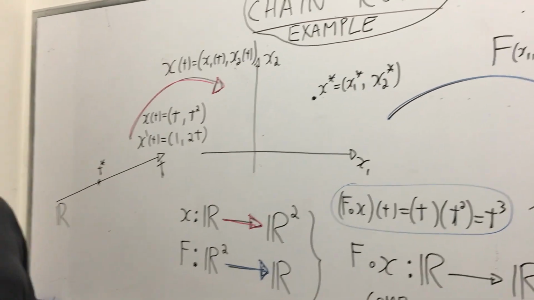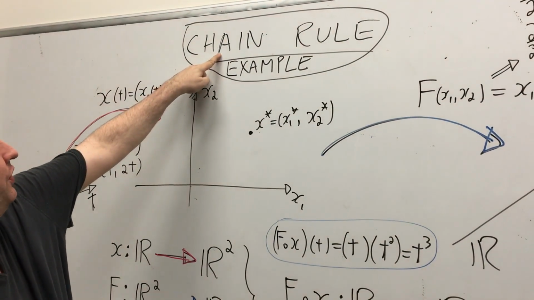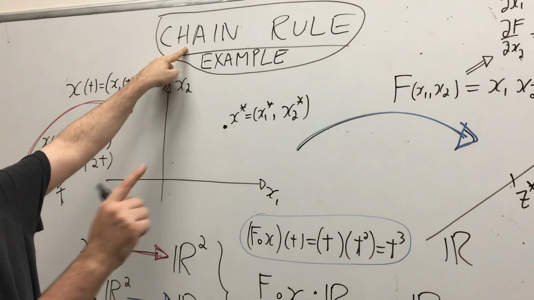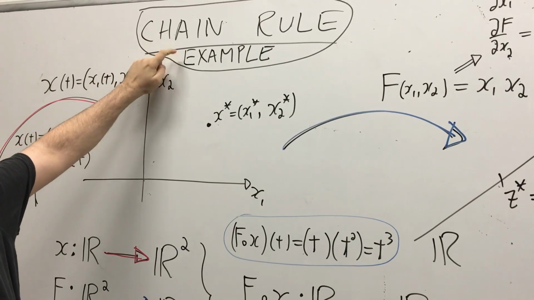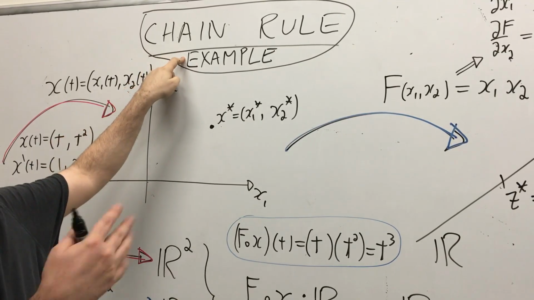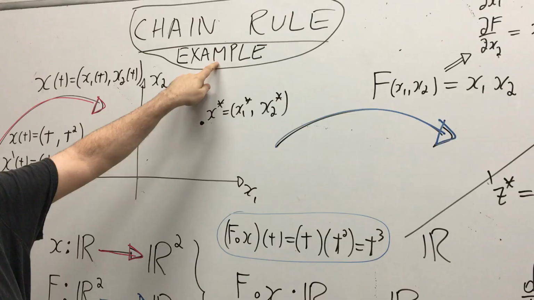Welcome! Here we are going to see an example of the chain rule for functions of several variables. And by several, I mean two in this easy example. Okay? So a practical example, in the previous video we saw the theory. Now let's put some concrete functions here.